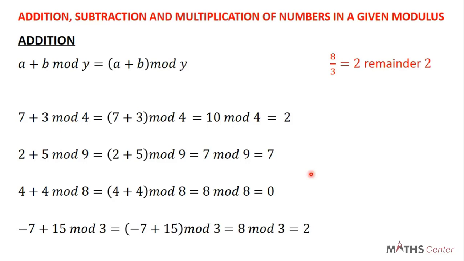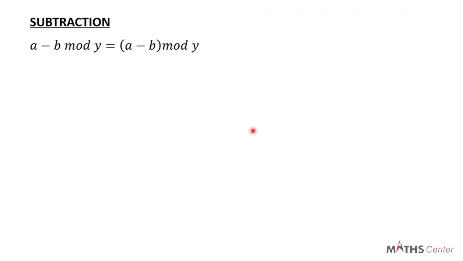Let's learn how to subtract numbers in a given modulus. Subtraction. a minus b mod y is equal to (a minus b) mod y. So for example, 8 minus 2 mod 3 will be equal to (8 minus 2) mod 3. 8 minus 2 will give us 6. So you have 6 mod 3.